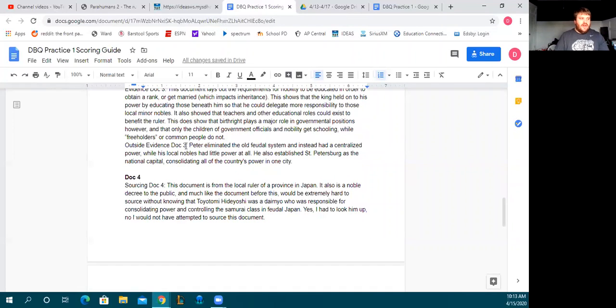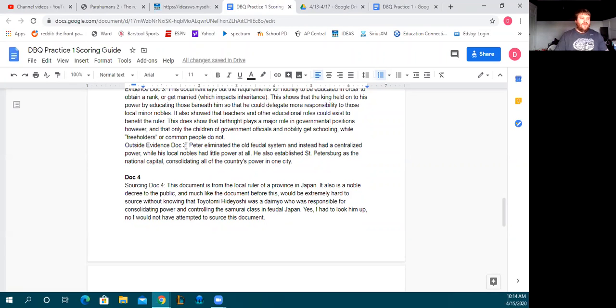For outside evidence, Peter eliminated the old feudal system and instead had a centralized power. So while his local nobles had little power at all, he wanted to ensure that they actually were educated to control the people, right? He also established St. Petersburg as the national capital, consolidating all of the country's power in one city. This is the first time that there's a national capital in the Russian Empire, right? So that would be a piece of outside evidence that you can use.